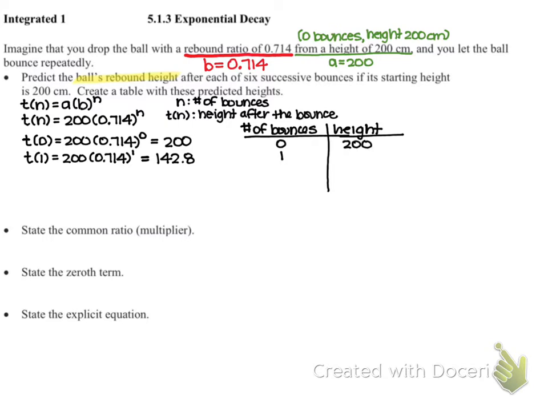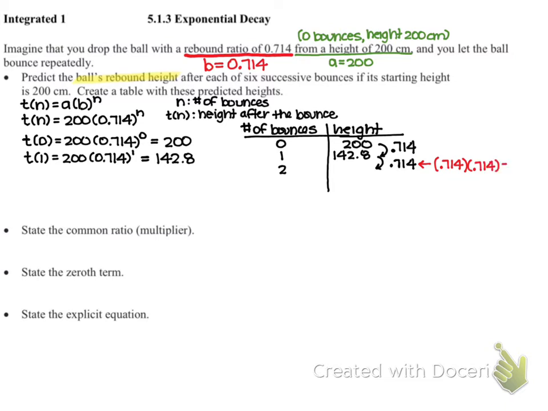The rebound ratio, that multiplier, we would times by 0.714, which would give us 142.8. But then we would just keep letting it bounce. So I would multiply by 0.714 again, which means, take a look over here, this extra multiplication. So at this point, I would have times by 0.714 at this level, but then I times by 0.714 previously to get to that answer.